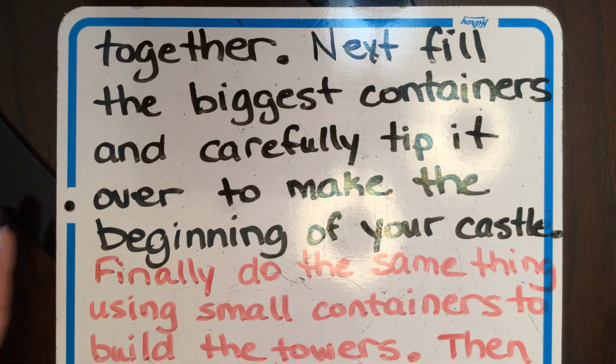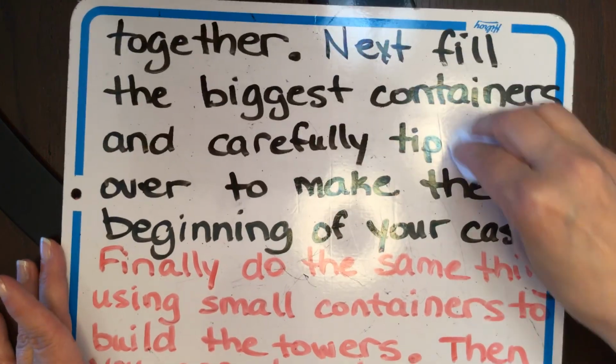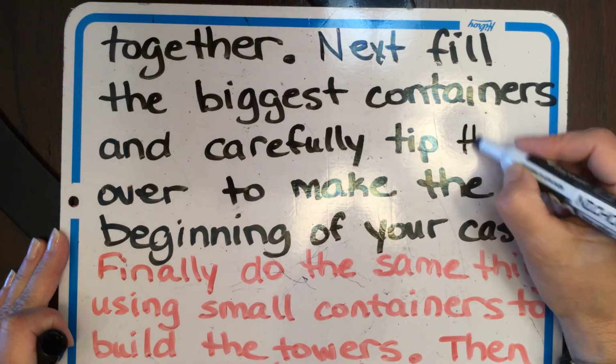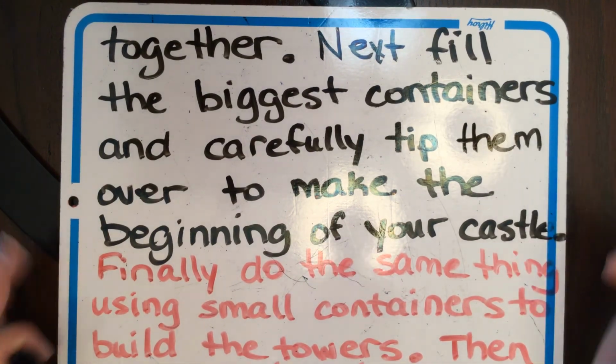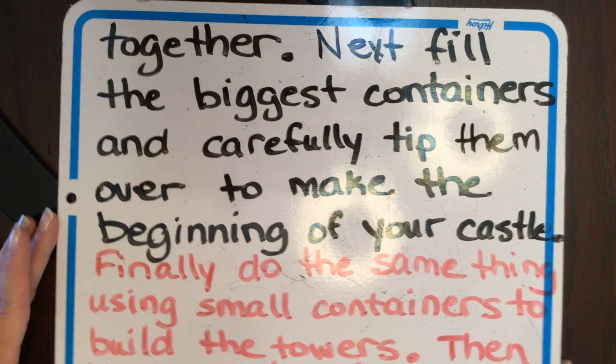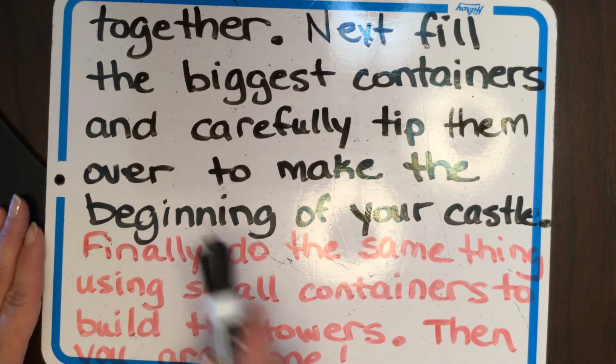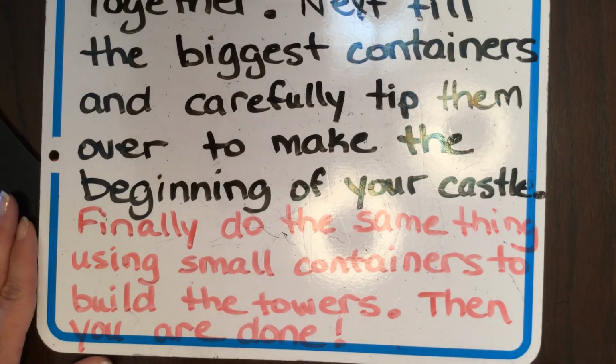I don't think I want the word it there. I think I want the word them, because I said containers. And tip them. It's one of the reasons we read over our work. Over to make the beginning of your castle. We want a nice base. You could say base instead of beginning. Finally, do the same thing using small containers to build the towers.